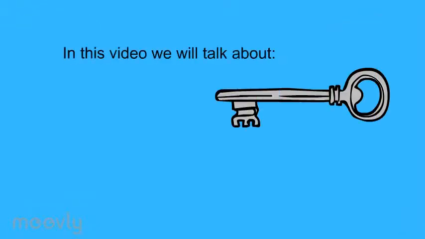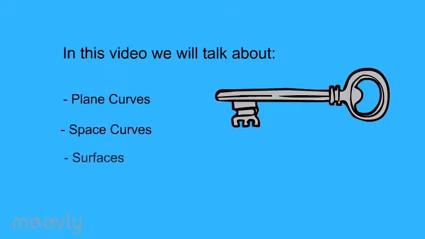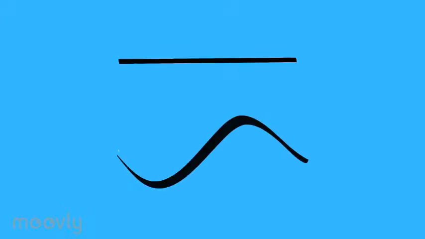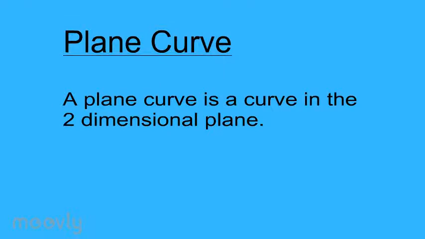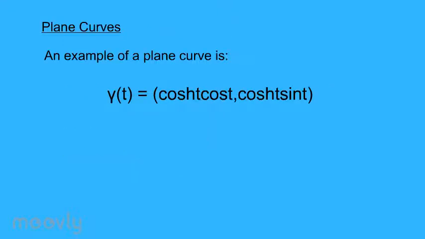In this video we will be discussing key concepts of plane curves, space curves and surfaces, all in Euclidean space. A curve is generally speaking similar to a line, however it is not required to be straight. A plane curve is a curve in two-dimensional Euclidean space. The curve gamma is a mapping on the interval alpha beta to R2. An example of a plane curve is cos t, sin t.